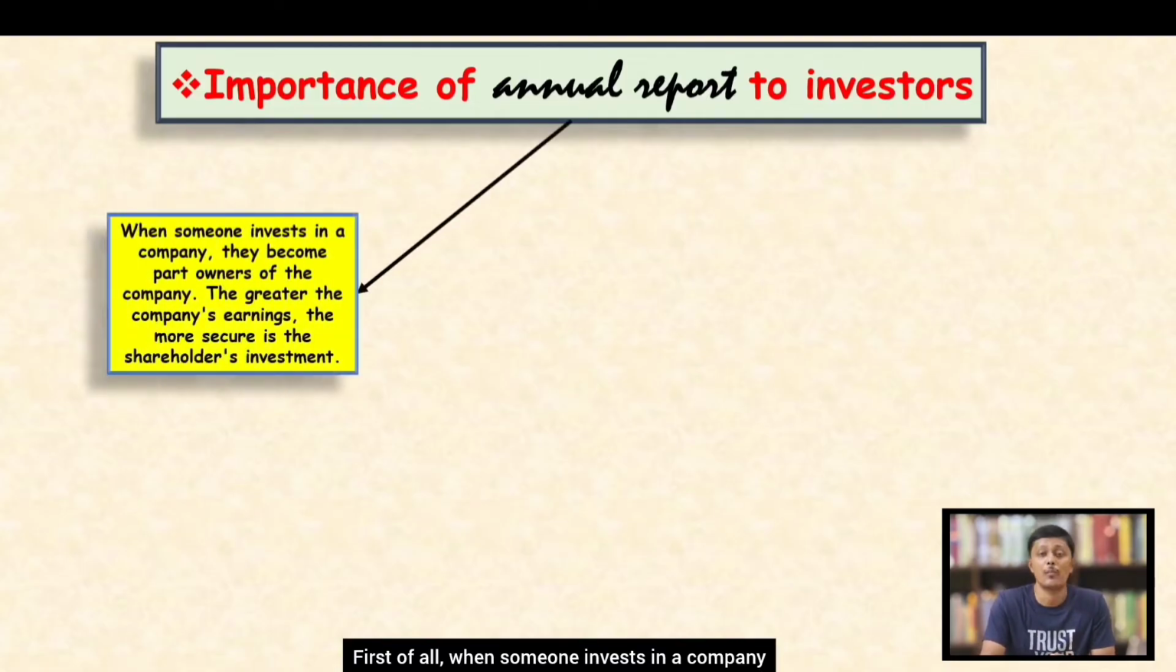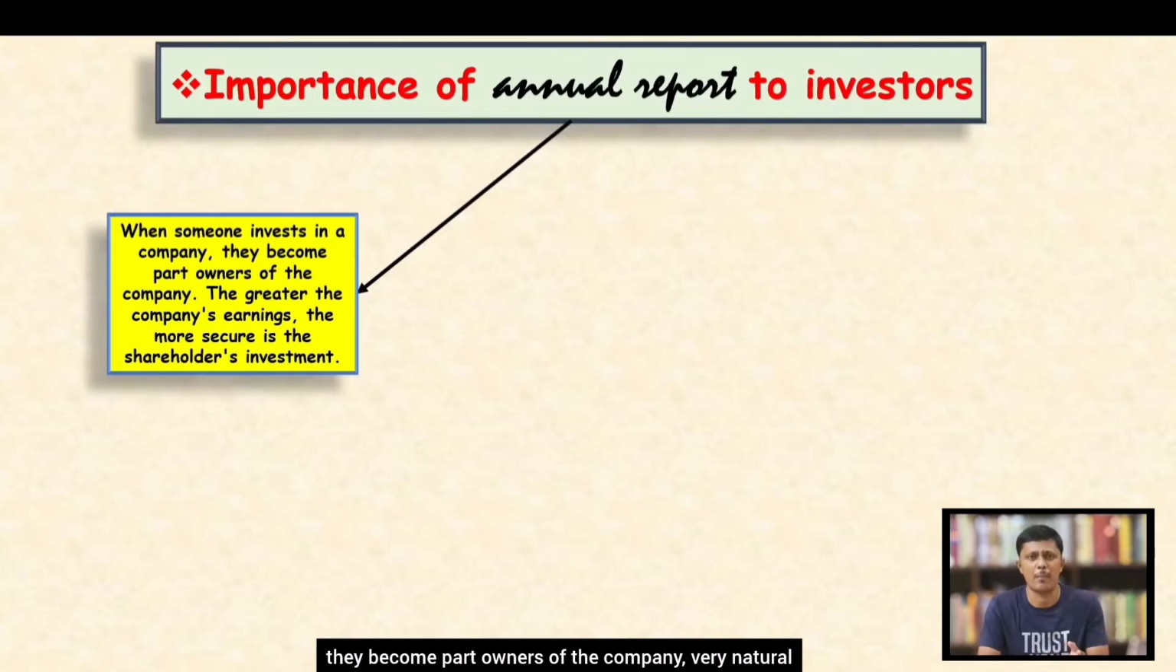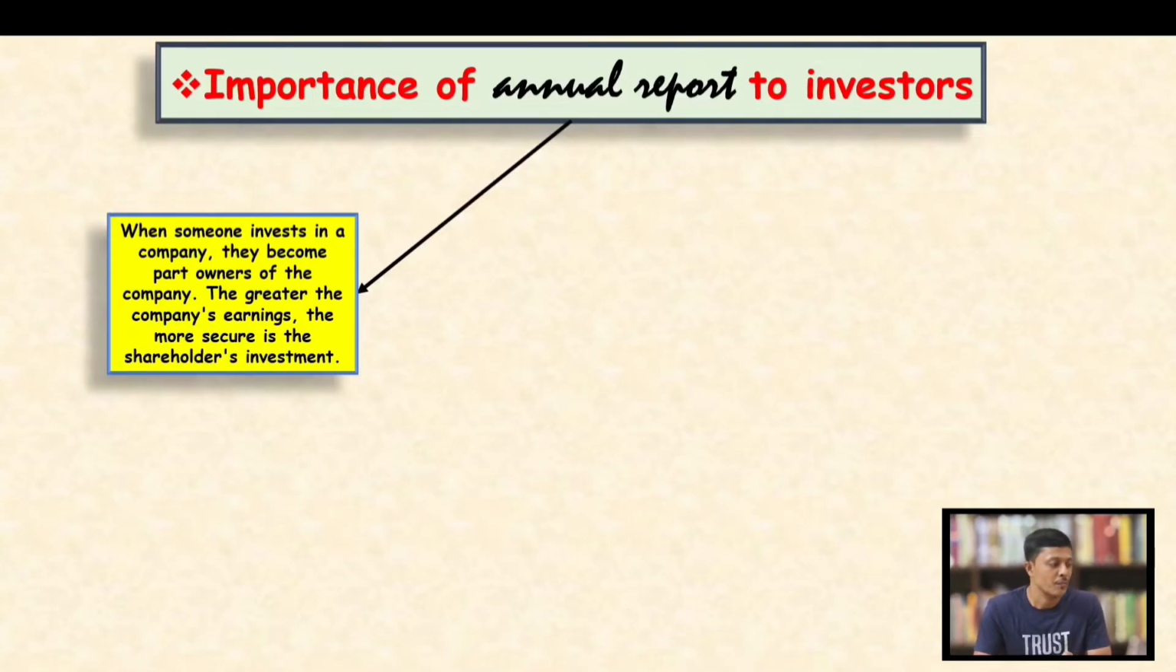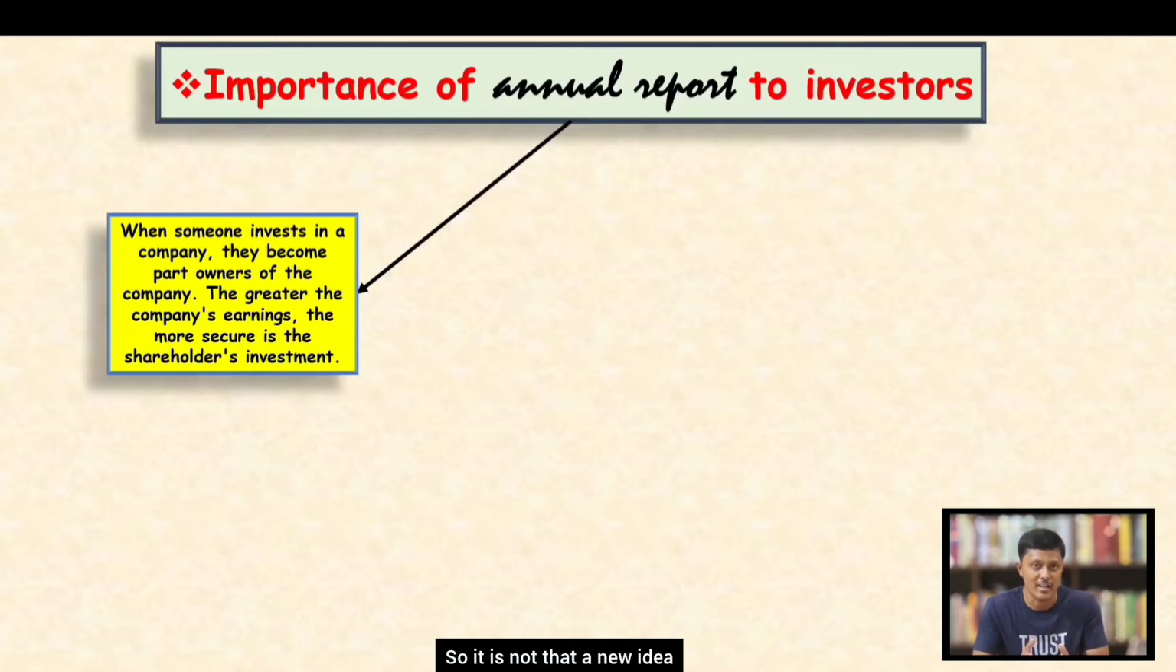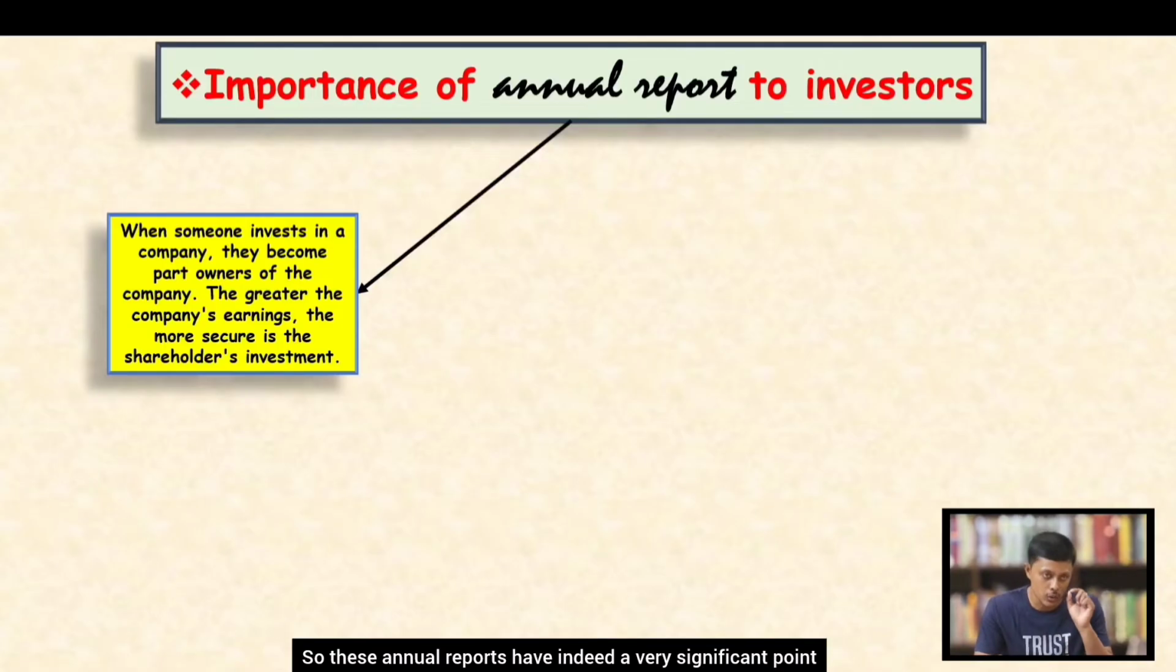First of all, when someone invests in a company, they become part owners of the company, very natural. The greater the company's earnings, the more secure is the shareholders' investment. This is the basic motto of every company. It is not a new idea that is introduced to you, because they become part owners. So they have a duty to understand, and they perform this duty through these annual reports. These annual reports indeed have a very significant part, at least for the investors.